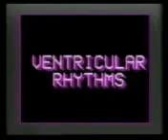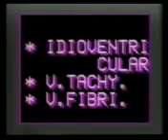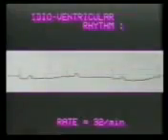Now we will come to ventricular rhythms. In this section, we shall study idioventricular rhythm, ventricular tachycardia, and ventricular fibrillation. This ECG shows a very slow rate of 32 per minute. This is a ventricular rate. A ventricular pacemaker's rate is between 20 to 40 per minute.